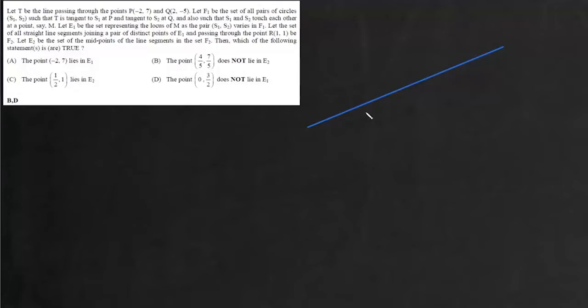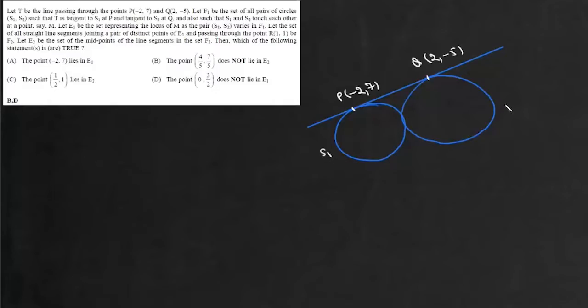and we have 2 points on this line, and there are 2 circles which touch the straight line at these points P and Q. Now suppose this is your point P, minus 2 comma 7, and Q is 2 comma minus 5. This is S1 and this is S2, and this set is F1.